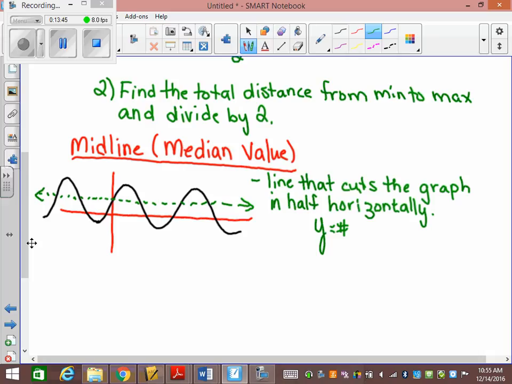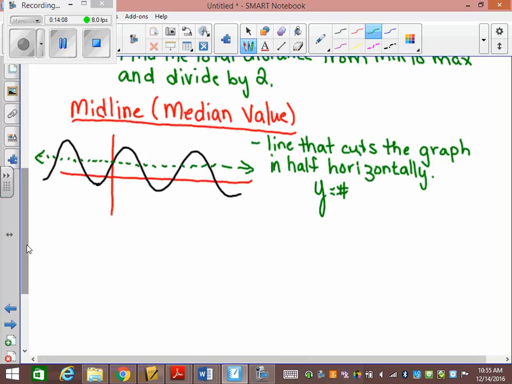Now, the catch on this is that the amplitude up and the amplitude down will be the same. The midline cuts the graph in half, right? What's the amplitude? It's half the distance, correct? So if I count my amplitude down or I count my amplitude up, I'll get to the midline. So there's two ways I can solve this. There's two ways to find the midline from a graph.